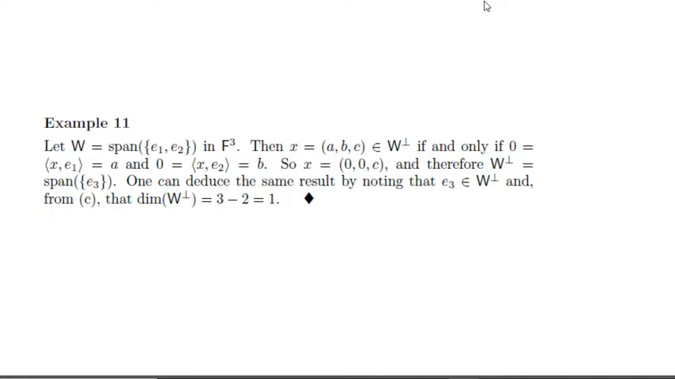if W is equal to the span of e1, e2, we have to find W perp. So let x equal to (a, b, c) be any element of W perp. If we take the inner product of x comma e1, we get a, and that should be 0 because x belongs to W perp. Similarly, x comma e2 is b, which is again 0. So x will be just (0, 0, c), which is the Z axis. So W perp is equal to the span of e3.